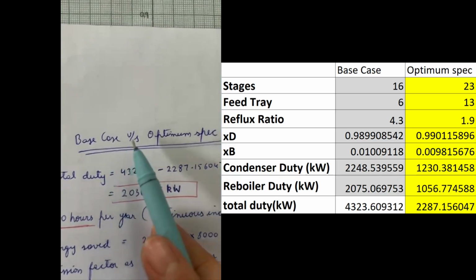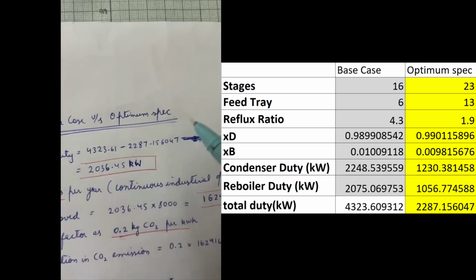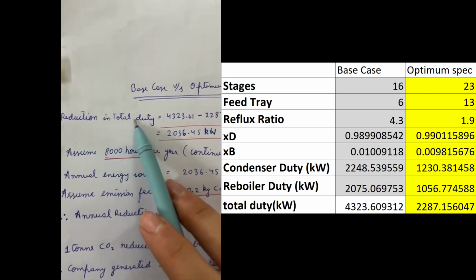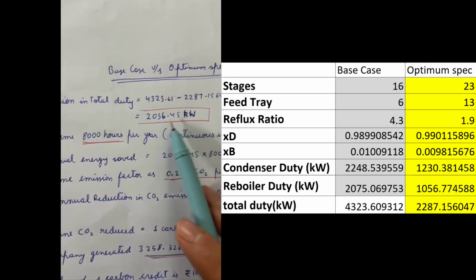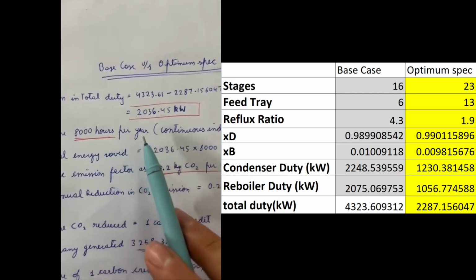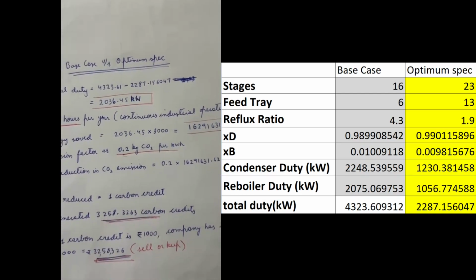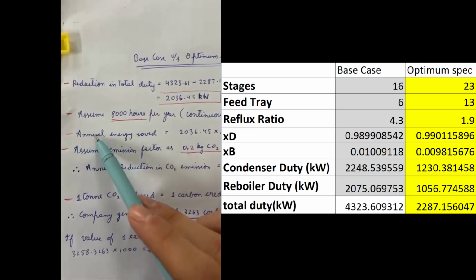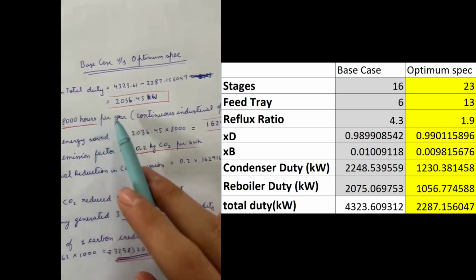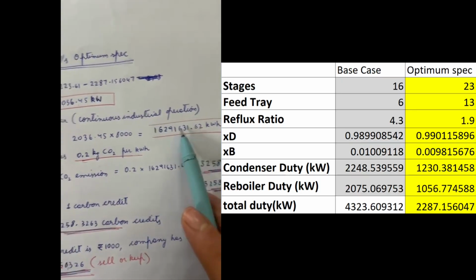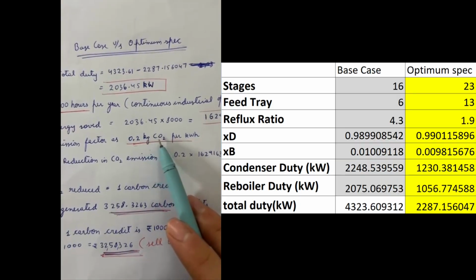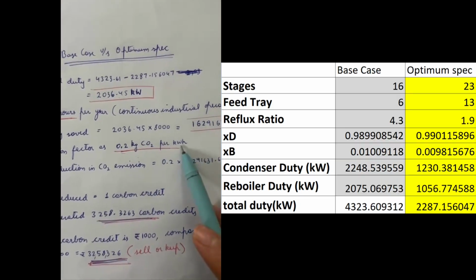So here is the base case versus optimum spec scenario. So this is what I have done. The reduction in total duty was this much, and we assume that the column operates for 8,000 hours per year, that is continuous industrial operation, and annual energy saved is this into this, which gives me this value, and we assume the emission factor as 0.2 kg CO2 per kilowatt hour.